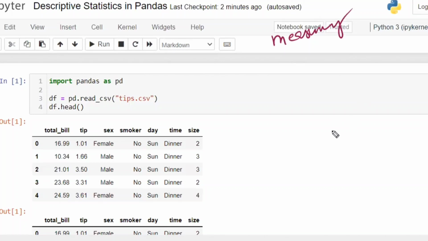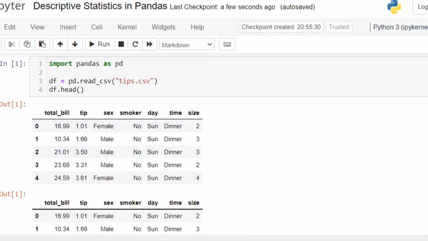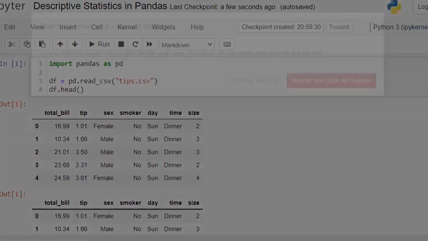From this, what you have understood, what you are going to do with this data set and what you are going to predict in the future, that will be in the further classes, right? Now, here, whatever the bill amount is, it is the total bill. Let me clear the outputs.